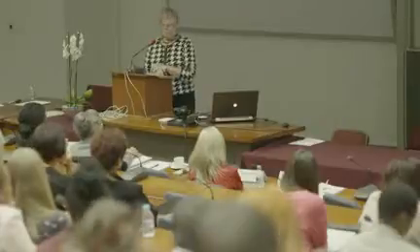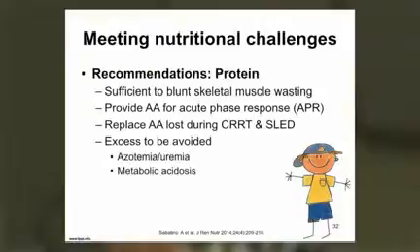Now, what are the recommendations then? For protein, we want to give sufficient amounts to prevent skeletal muscle wasting. We want to give the amino acids for the acute phase response, and we want to replace all the losses with CRRT and SLED. SLED is sustained low efficiency dialysis, for those of you who are not familiar with the terminology. I haven't seen it used in South Africa, but where I've been before, it was being used. On the other hand, we don't want to give too much protein, because then we may end up with uremic toxins. And we have to remember that high biological value proteins, or animal proteins, can contribute to metabolic acidosis because of the renal acid load.